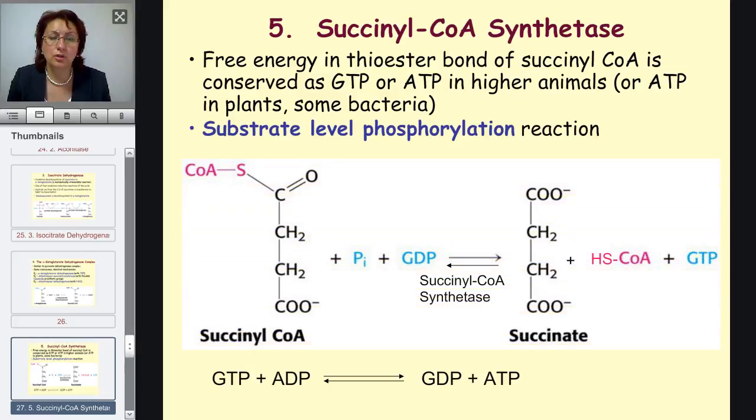The next reaction of the Krebs cycle is the succinyl-CoA synthetase reaction. In this reaction, the free energy of the thioester bond of succinyl-CoA is conserved as GTP, or ATP in higher animals. This is a substrate-level phosphorylation reaction. The GTP formed in this reaction then donates its terminal phosphate group to ADP to form ATP.